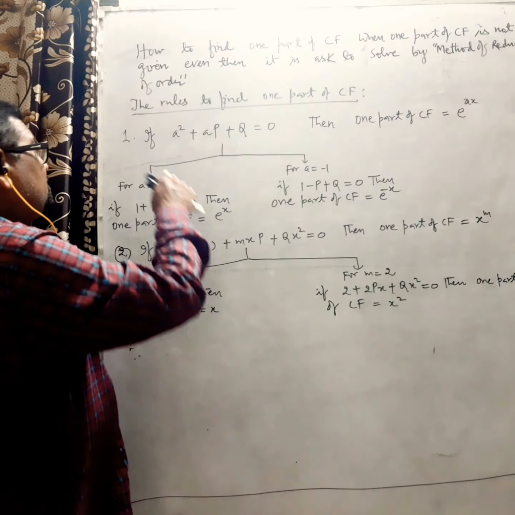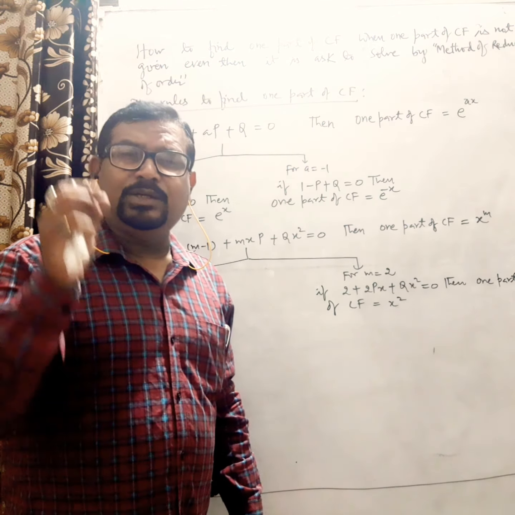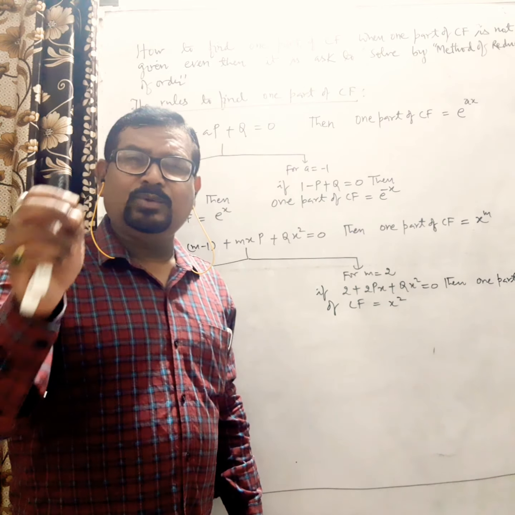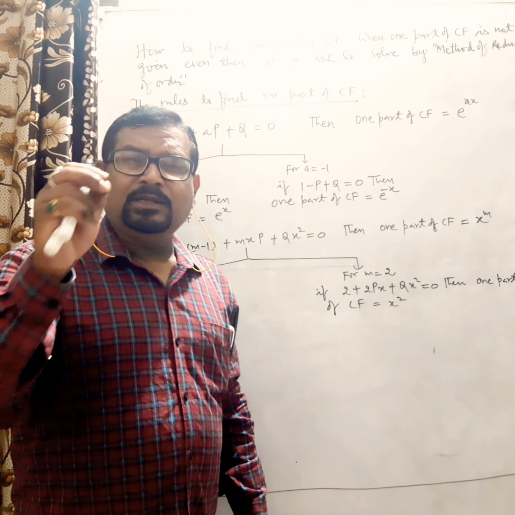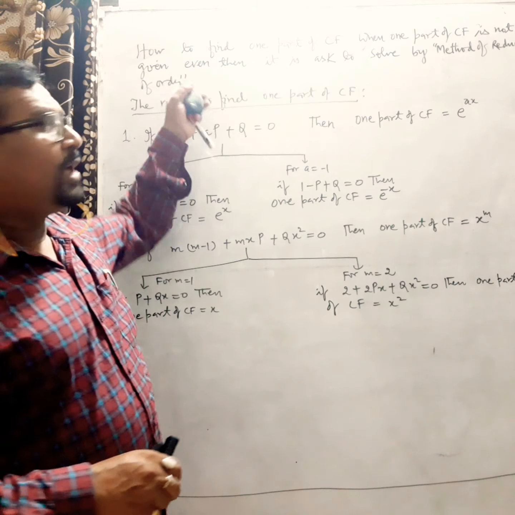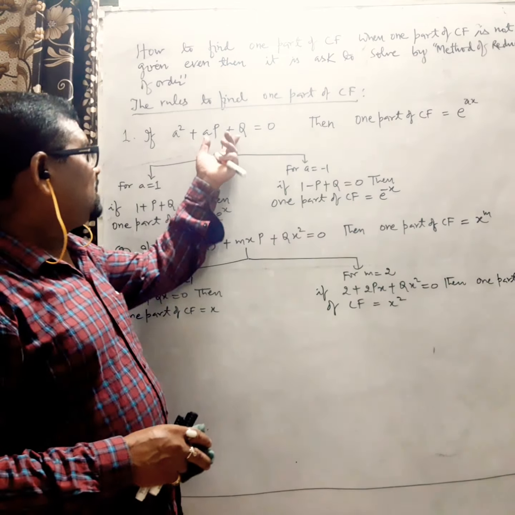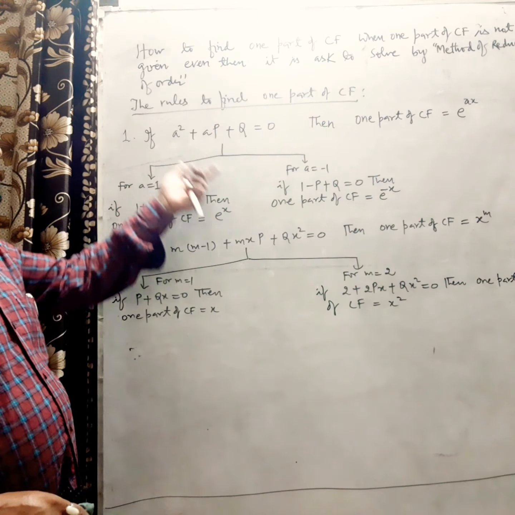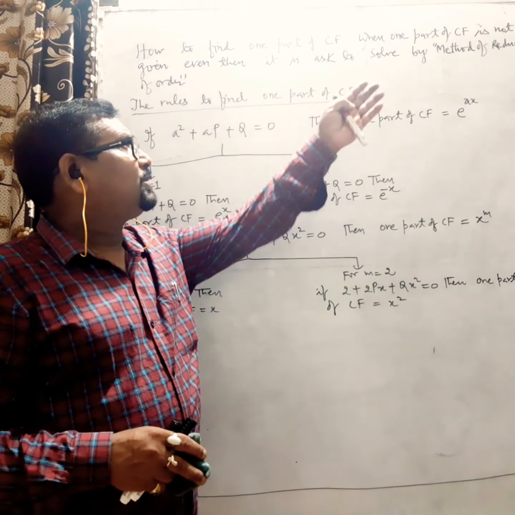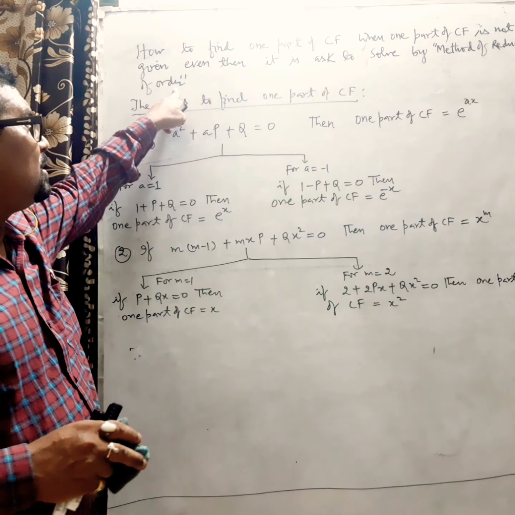Meaning thereby, whenever you are given a linear differential equation of second order, d2y upon dx square plus p dy upon dx plus qy is equal to r, and you are asked to solve this differential equation by the method of reduction of order, and one part of the complementary function is not given, with the help of these methods you can find one part of the complementary function, and then we apply the method of reduction of order, and we can get the required solution of the differential equation.